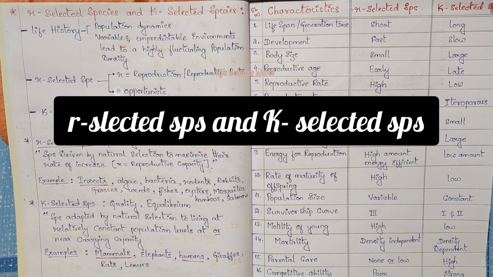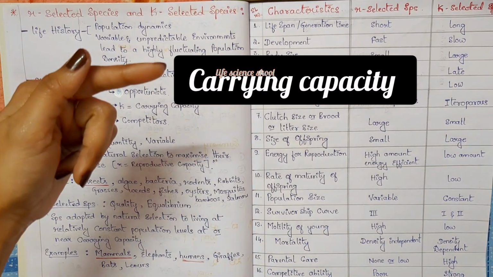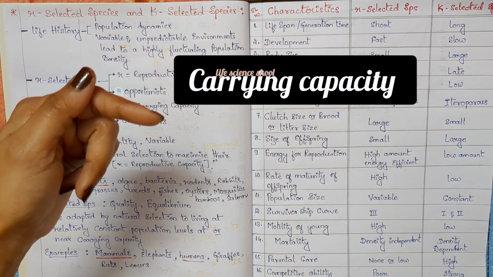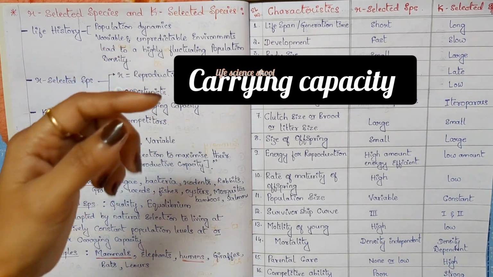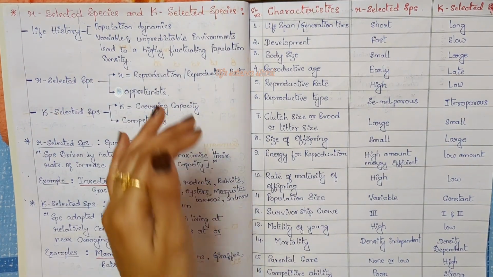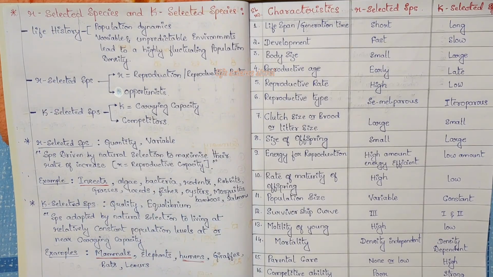So before that, I will just give some basics so that you can understand this concept better. The first concept is carrying capacity, represented by K. Let us know what carrying capacity means. Carrying capacity means the number of organisms that can be supported by the resources available in a habitat. To help you understand, I will give an example here.